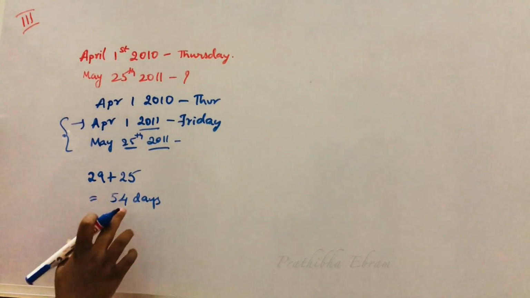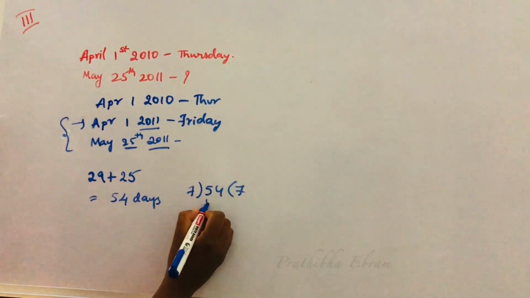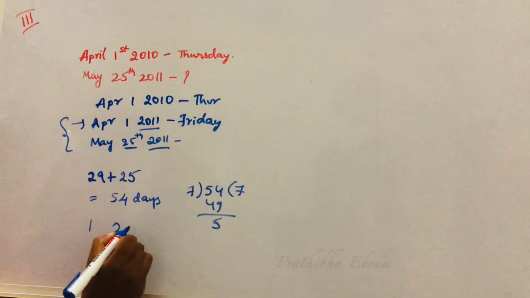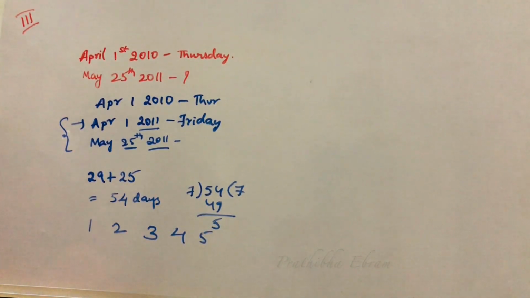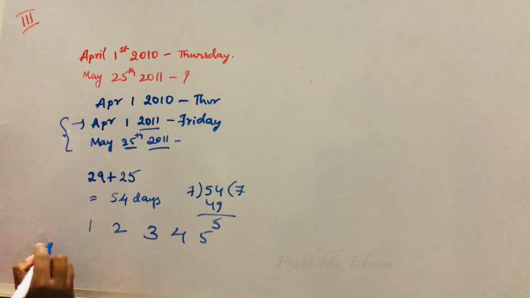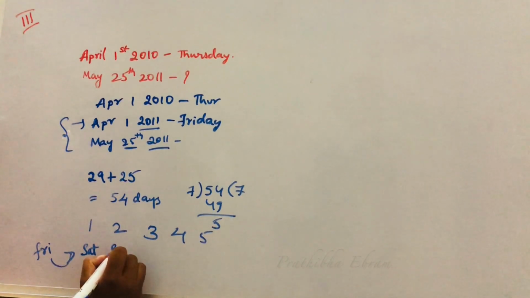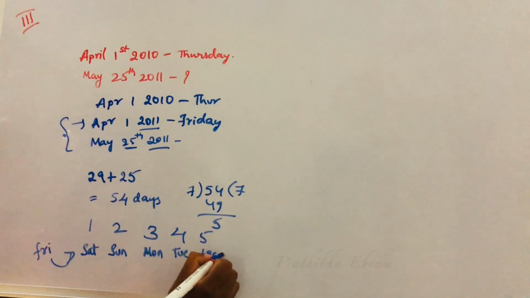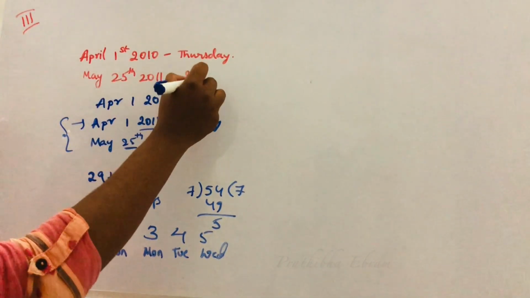Now, you have to divide these days by 7. Okay. Now, 7 7s are 49 and remainder is 5. Now, you can write these days as 5. Okay. Now, you know that April 1st, 2011 is Friday. Then, immediately next day would be Saturday, Sunday, Monday, Tuesday, Wednesday. Therefore, May 25th, 2011 is Wednesday.